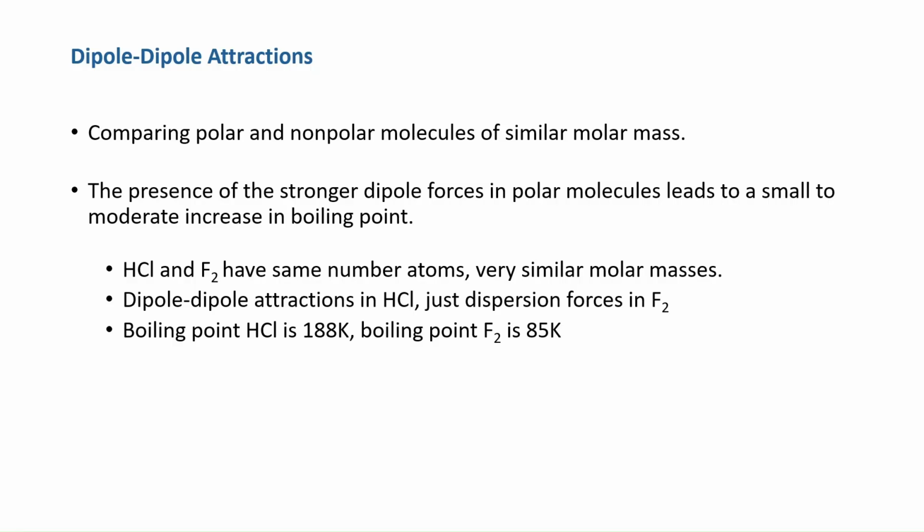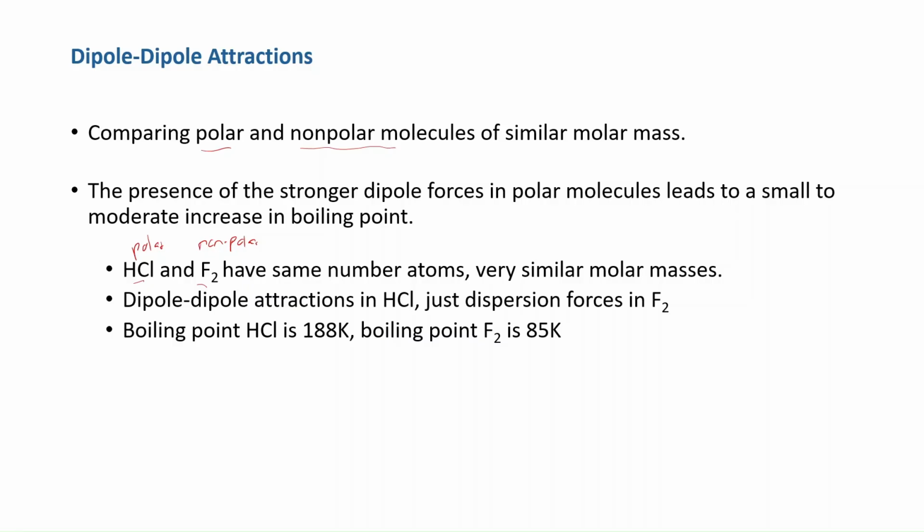If you compare two molecules that have similar mass, where one is polar and the other is non-polar, you're going to see that the polar molecule, because it has two forces in there, is going to have stronger intermolecular forces. So look at hydrogen chloride and fluorine. You know this one is polar, right? We use this example over and over. Fluorine is non-polar because it doesn't matter what the electronegativity of fluorine is, the difference between fluorine and fluorine is going to be 0. So it's non-polar.